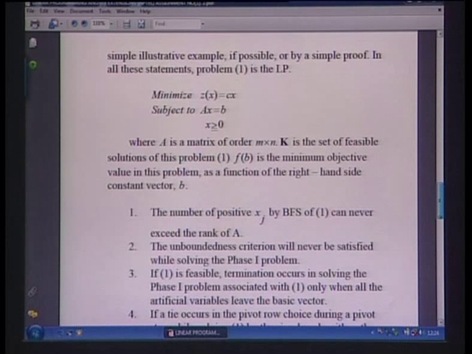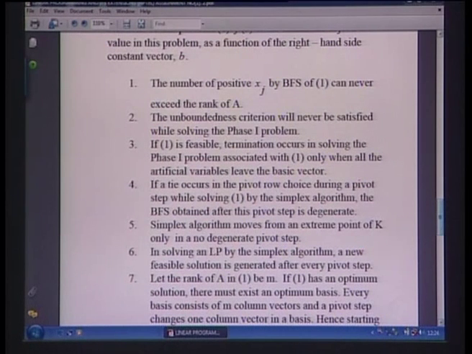Let me take up number 2. Number 2 says that the unboundedness criteria will never be satisfied while solving the phase 1 problem. Remember, when I was discussing phase 1 and phase 2 with you, I showed you that since you are minimizing the sum of the artificial variables and the variables are required to be non-negative, the value of the objective function is bounded from below by 0. So there is no question of the unboundedness criteria ever being satisfied in phase 1, because it is bounded from below, so it can never go to minus infinity.